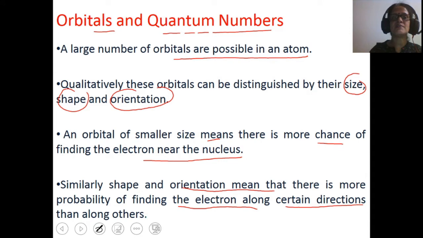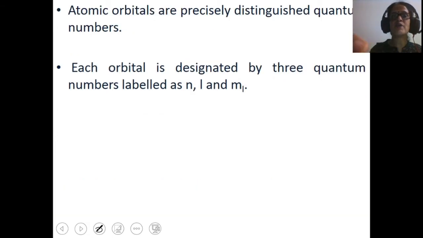So, quickly I want to revise these points, whatever I have discussed. In an atom, a large number of orbitals are present, and these orbitals can be distinguished by their size, shape, and orientation. A smaller size orbital means it is present closer to the nucleus. Then an atomic orbital is precisely distinguished by the quantum numbers.